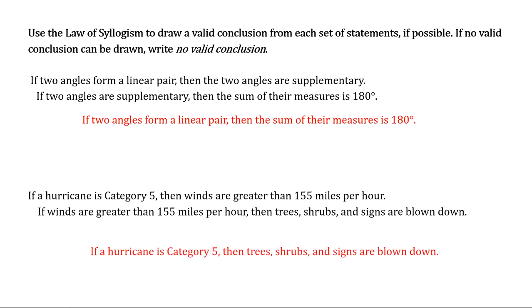Again, here we can come up with a valid conclusion because the conclusion of our first statement is the hypothesis of the second. So we can say if a hurricane is category 5, then trees, shrubs, and signs will be blown down. Is that making sense? I'm hoping this is making sense. I hope I'm not going too fast for this. Again, we'll cover it again going forward because this is something that we're really going to need to be able to piece together when we start doing proofs.